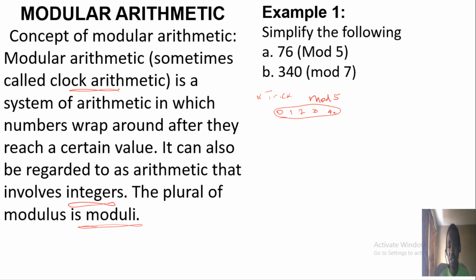Basically, if I should draw a circle for it, I'm going to have it from 0, it will move to 1, then towards 2, then to 3, then towards 4, then we'll come back towards 0. Therefore, if you have 76 in mod 5, another trick you need to understand is that we are all dealing with the remainder.